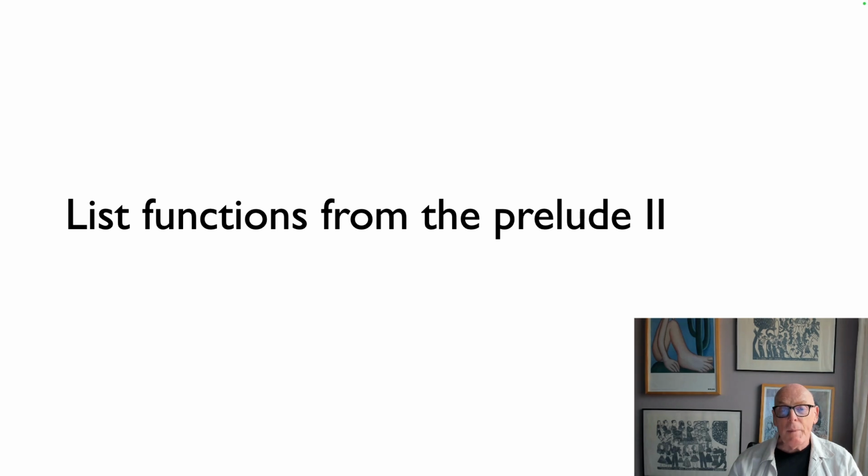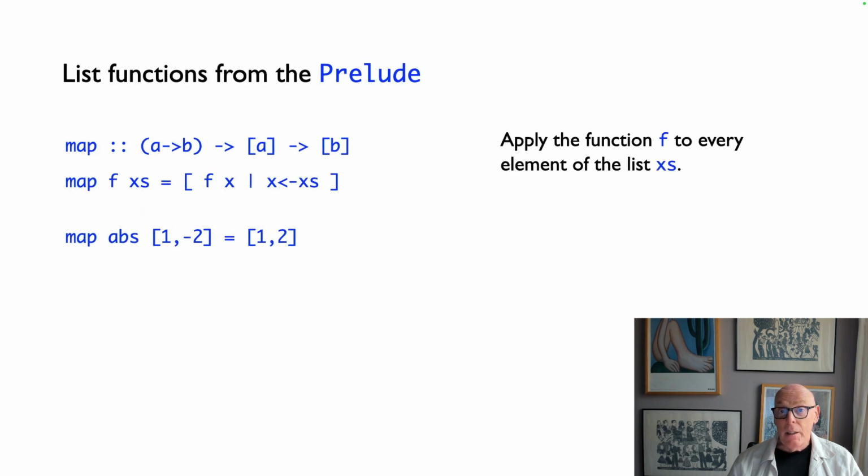Now I'd like to talk about three of the most important functions defined over lists. And they have a special place because they're not only generic, like the ones we've just seen, but they're also higher order. And I will explain what I mean by that as we introduce them. So the first function is called map.